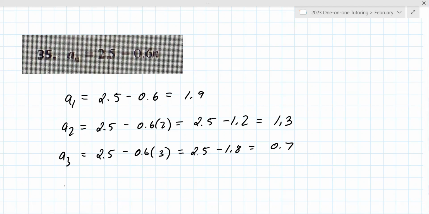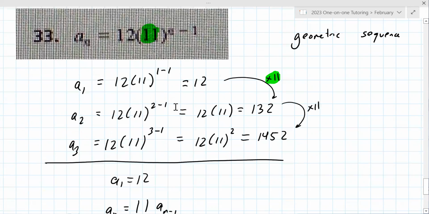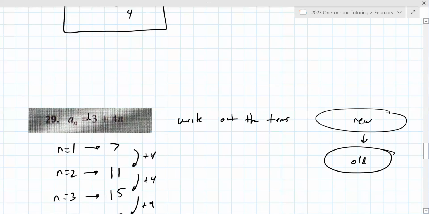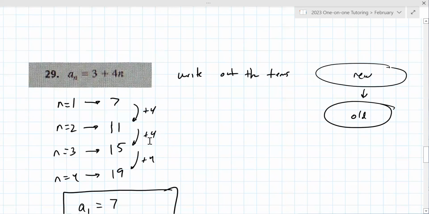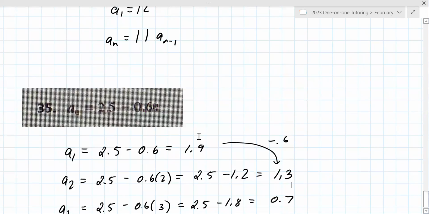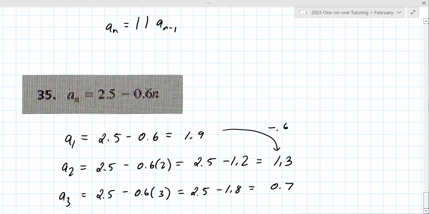So it's subtracting 0.6 each time. You either have to look at that as subtracting 0.6 or adding negative 0.6, whatever you prefer. But you should notice that this one's linear, like a linear equation. And 31, do you see how this was also a linear equation? And same with 29. And that's why they always had these nice add 4, subtract 10. This one's minus 0.6.